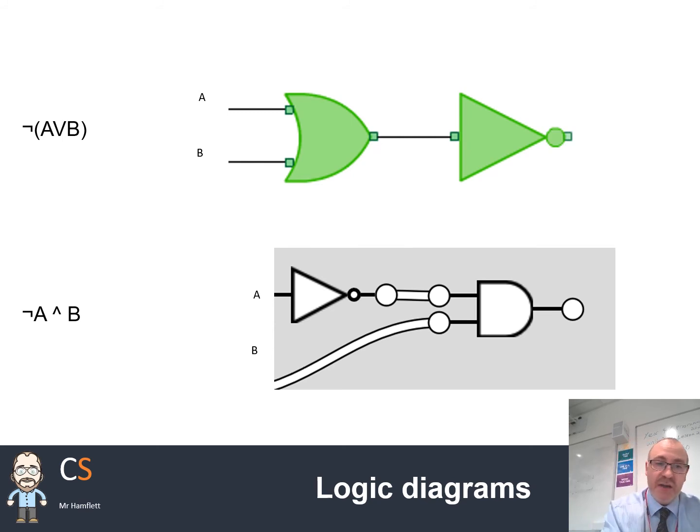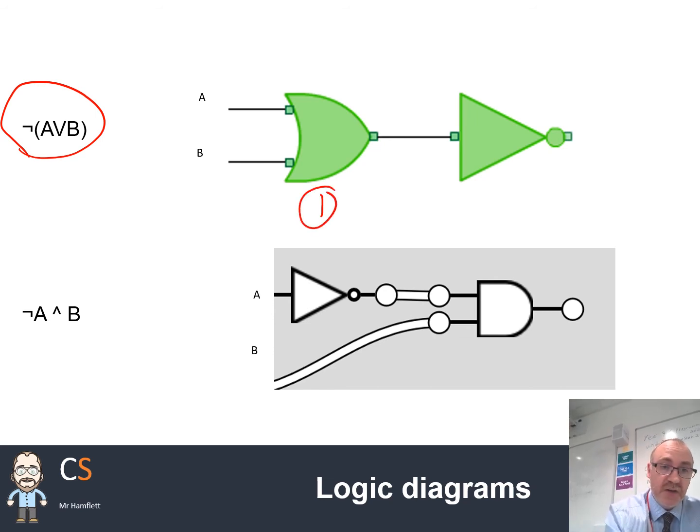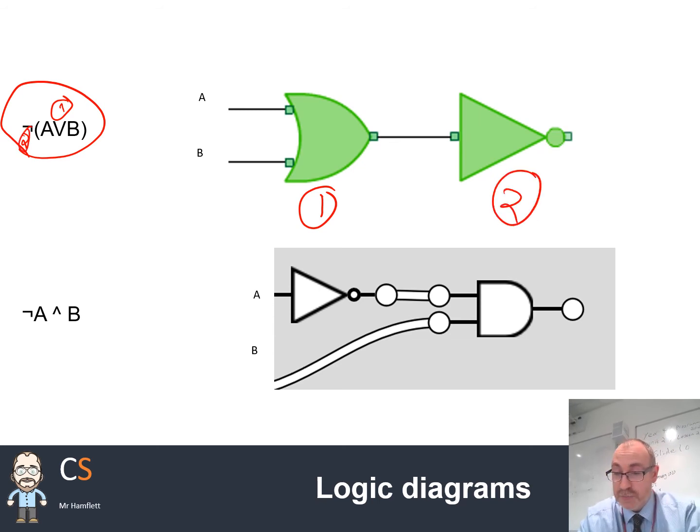So in this example, you'll notice that NOT is outside the brackets. Now remember, according to BIDMAS, we have to do the brackets first. Okay, what's inside the brackets first, which is why the OR comes first. So we do what's inside the brackets first, and then we put that into the diagram first. We then do the NOT second, which is why the NOT comes second in this example.